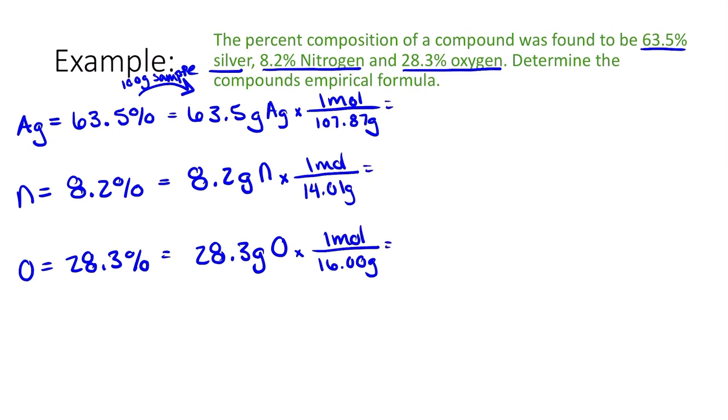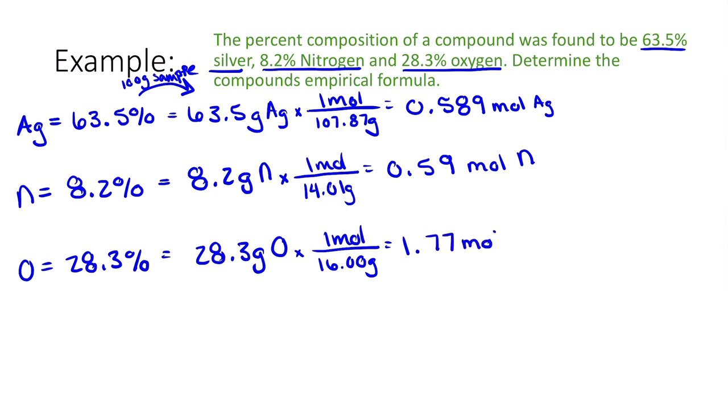All right, so now if I just perform these calculations in my calculator, I have 63.5 divided by 107.87, and I get 0.589 moles of silver, using 3 significant digits. Then I'm going to have 8.2 divided by 14.01, and I get 0.59 moles for nitrogen. And then for this last one, 28.3 divided by 16, I get 1.77 moles of oxygen.